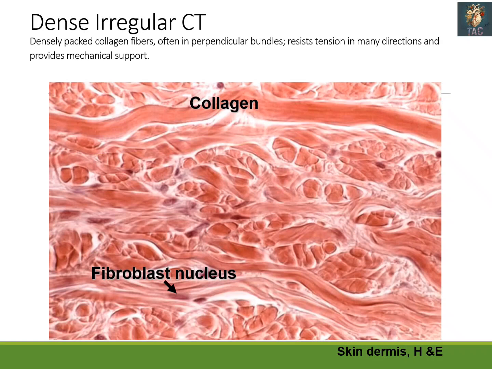Then the same dense irregular connective tissue at higher magnification. This is the collagen fiber, the longitudinal section and cross section of the collagen fiber, and here you can appreciate the nuclei of the fibroblast.